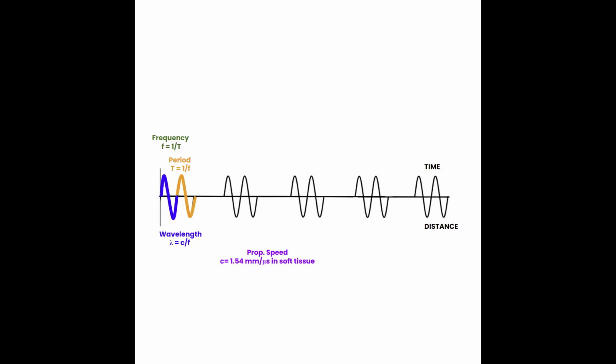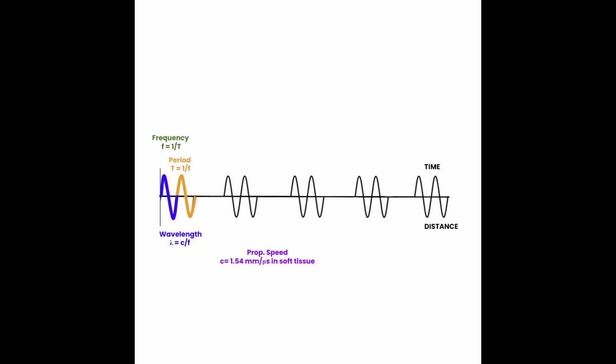propagation speed. And we know that in soft tissue, propagation speed equals 1.54 millimeters per microsecond. Also not shown on this graph are amplitude, power, and intensity, but they can all describe continuous and pulse waves. This unit, we learned about the 5 parameters that can only describe pulse waves.